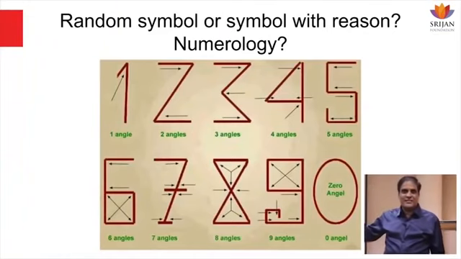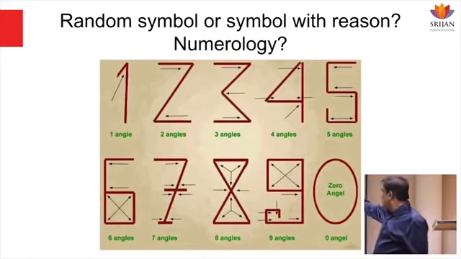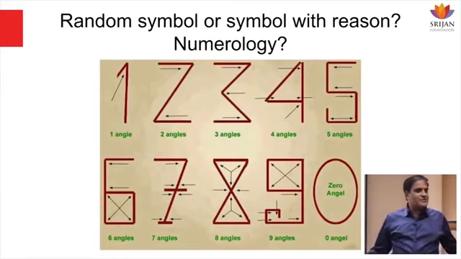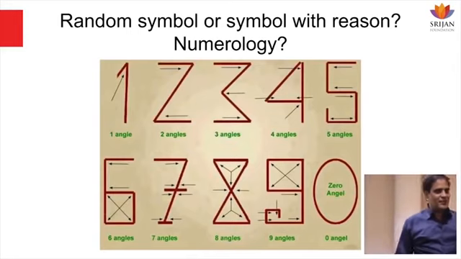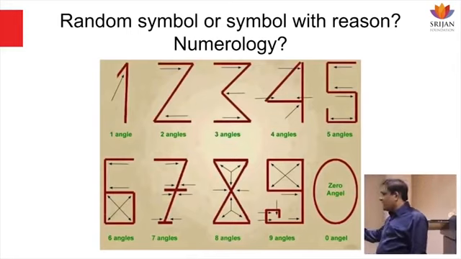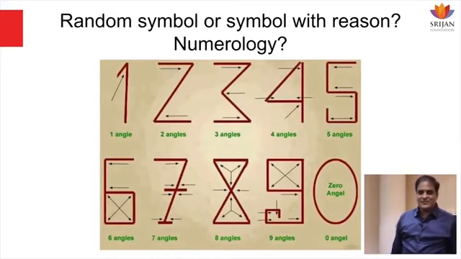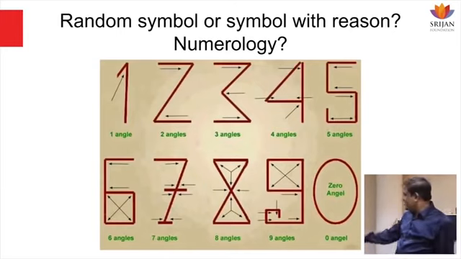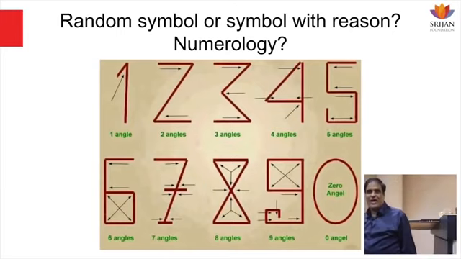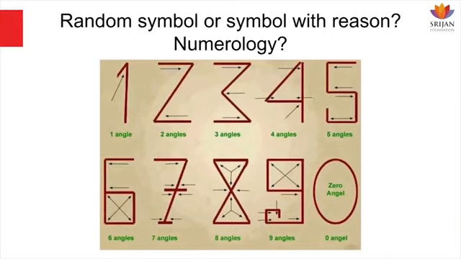The reason is, if you really look at it, for example 3, there are 3 angles, and so it is 3. So 3 is written because of 3 angles. 9 has 9 angles. But just look carefully, is that the way we write 9? We don't. It is just made up to show 9 angles. That is not the way it has come.